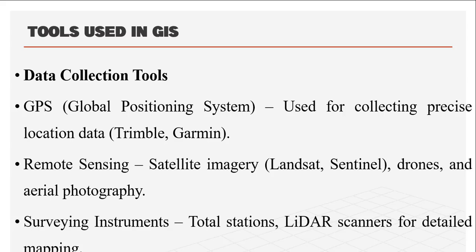Tools used in GIS. So with this, we understand that GIS is a system, and the tools used are where we are now. First in the tools are the data collection tools. GPS is a data collection tool used for collecting location data. Remote sensing, satellite based. So we have satellite imagery, Landsat, Sentinel, drones, and aerial photography.